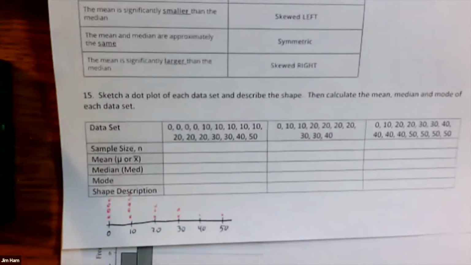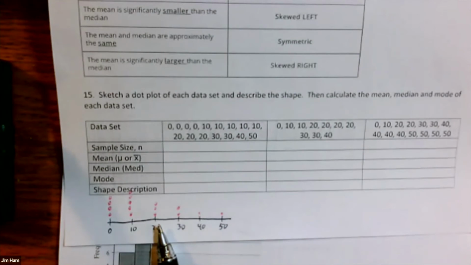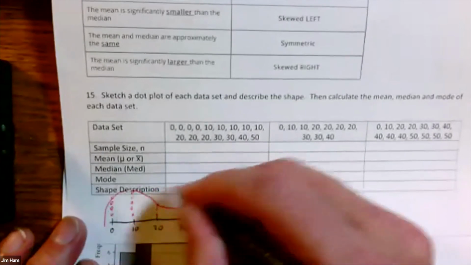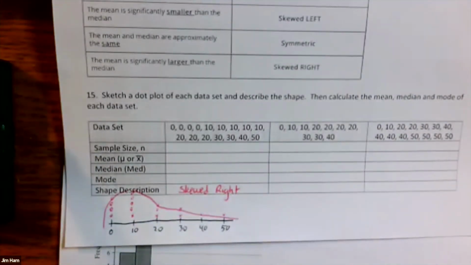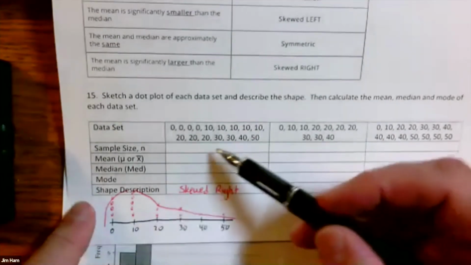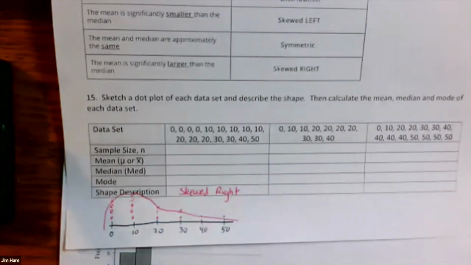And I'm asking you to do a quick sketch of the distribution so that you can describe the shape. So if you see a graph that looks like this, how would you describe it? Skewed left, skewed right, bell-shaped. So the shape description here is skewed right. Okay, do the same thing with the others, but in addition, calculate the sample size, the mean, the median, and the mode. And then we're going to plot the mean, the median, and mode on these graphs, so it will confirm to you the relationship between the position of the mean and the position of the median.